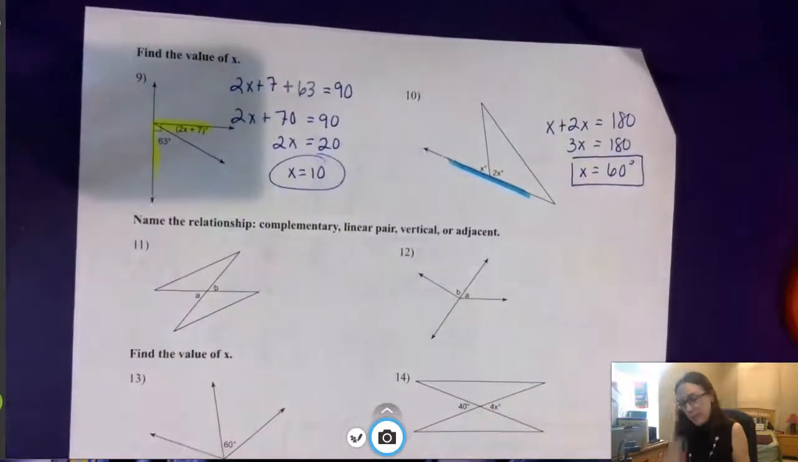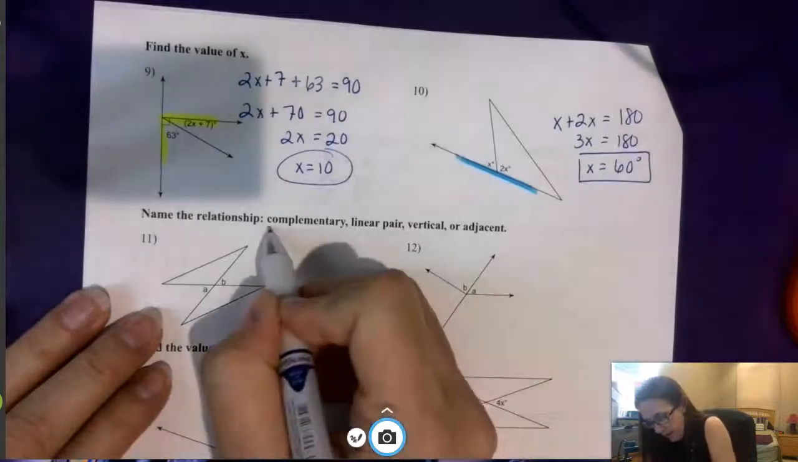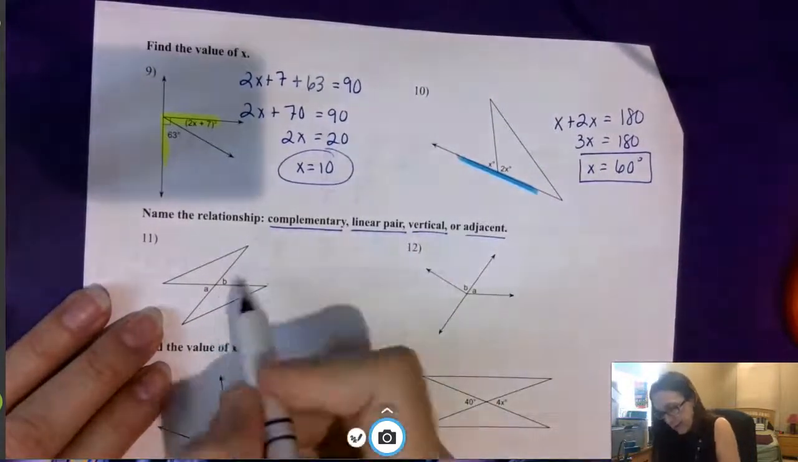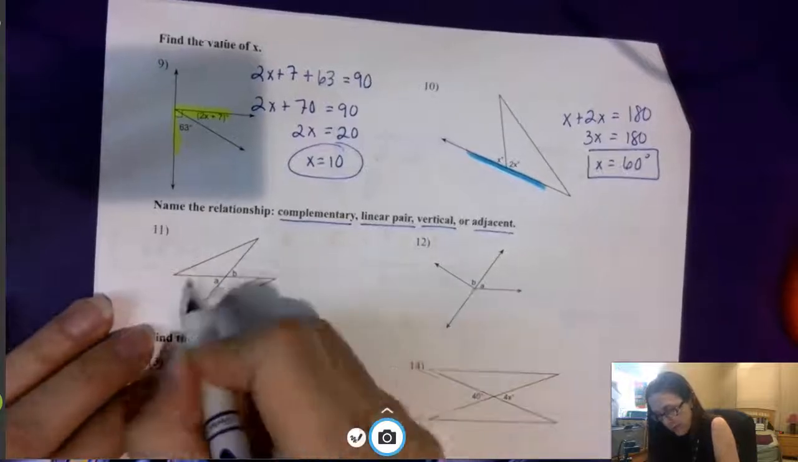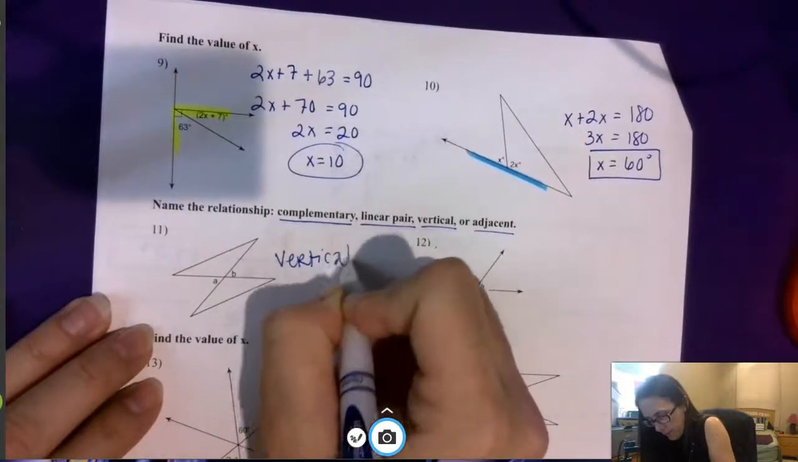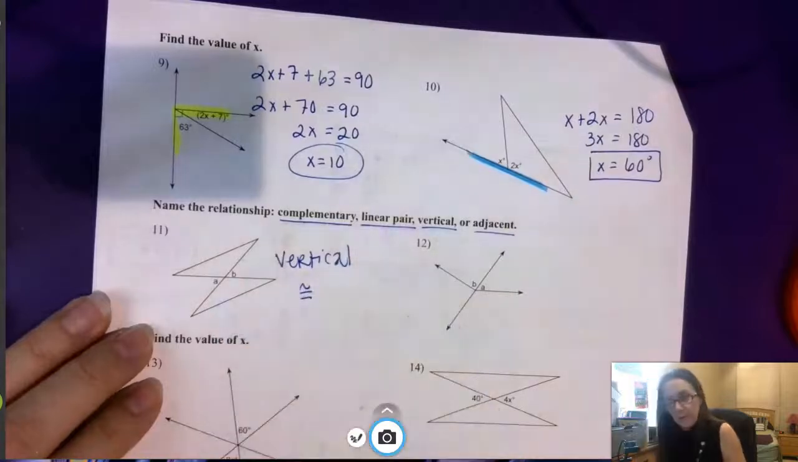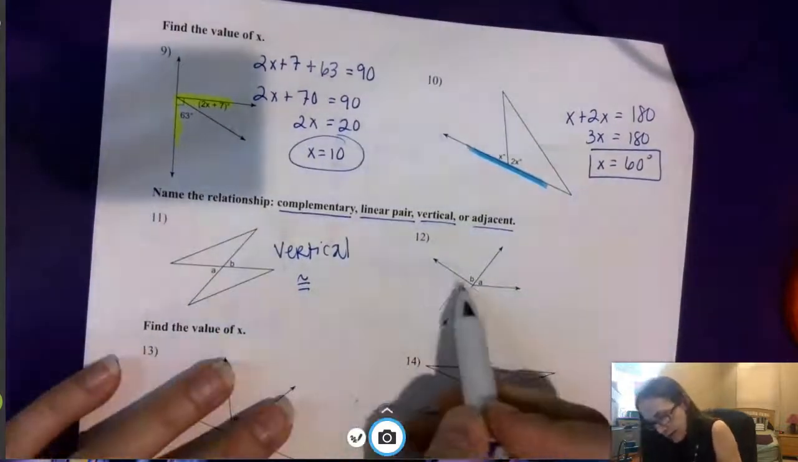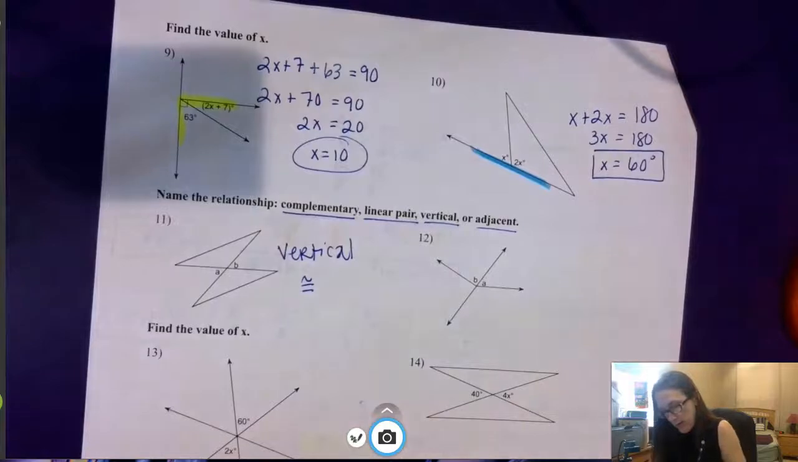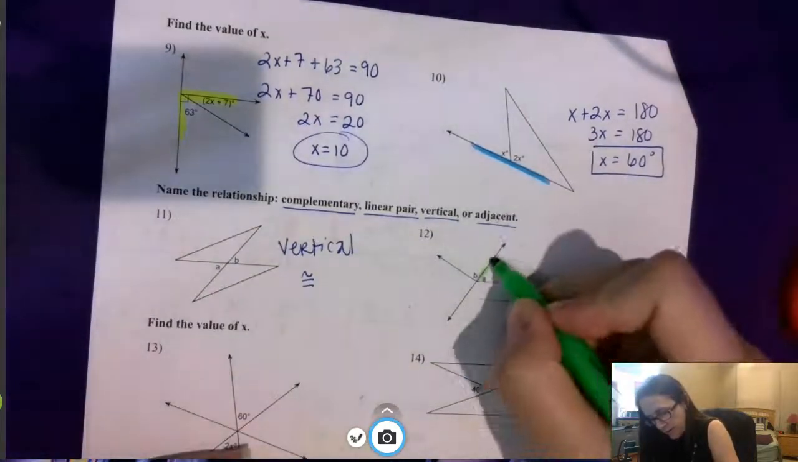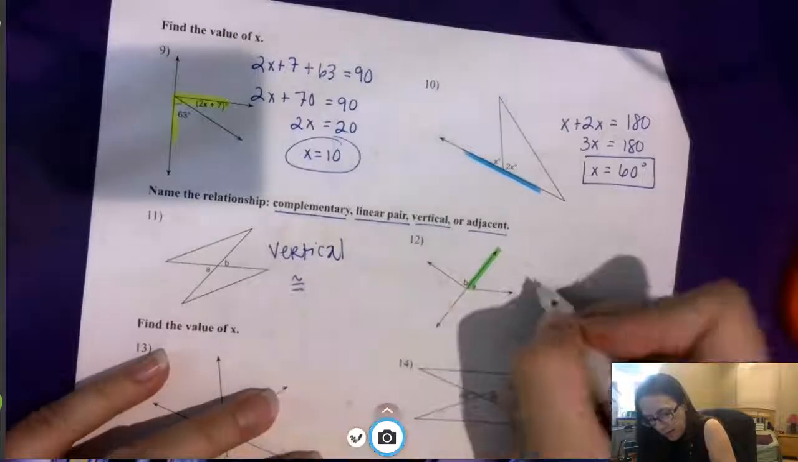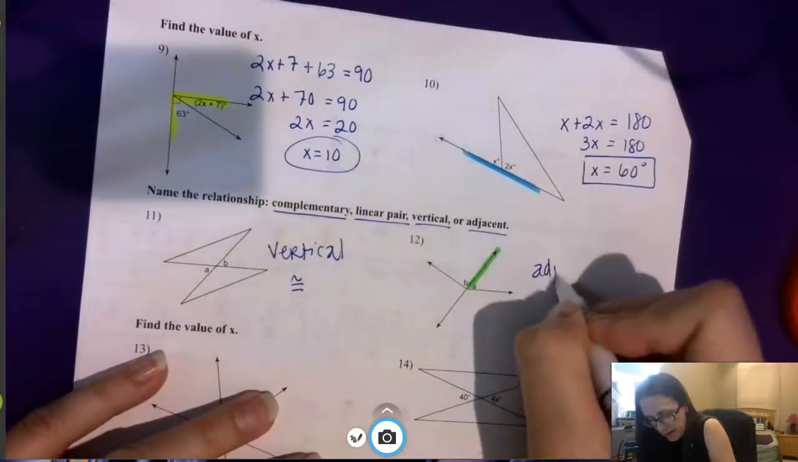Okay, down here you just have to name the relationship. Is it complementary, linear pair, vertical, or adjacent? These two are across from each other, making these V's. These are vertical. Vertical angles are congruent. These two here, the only thing I know is that they are next to each other. If you remember, I usually use green when they share an arm. If they share an arm and I don't really know anything else, they are adjacent.